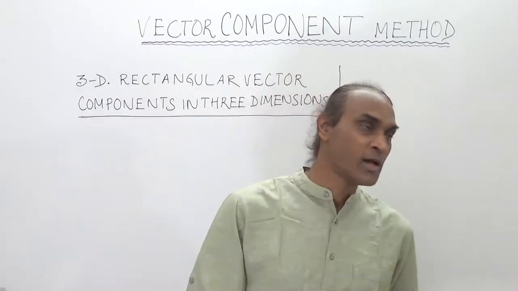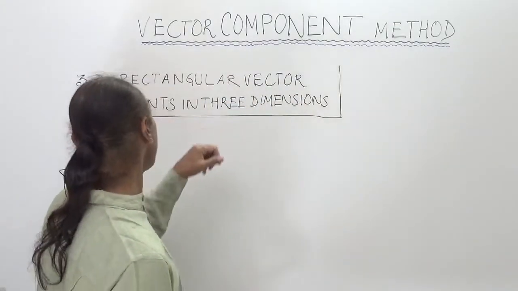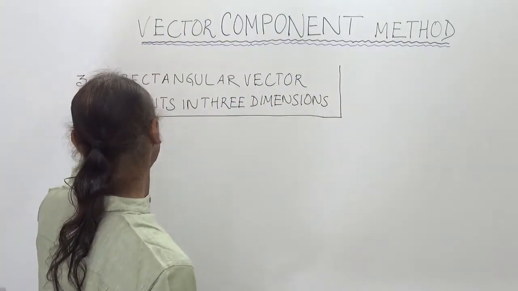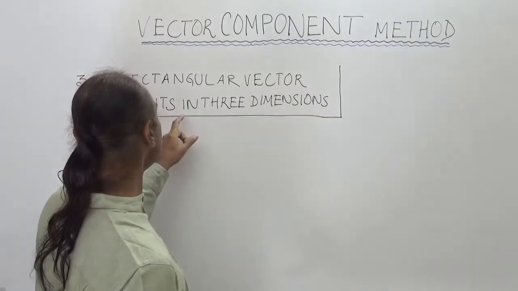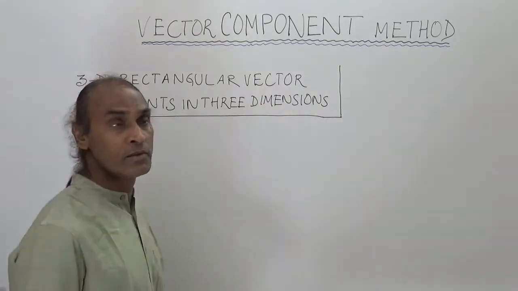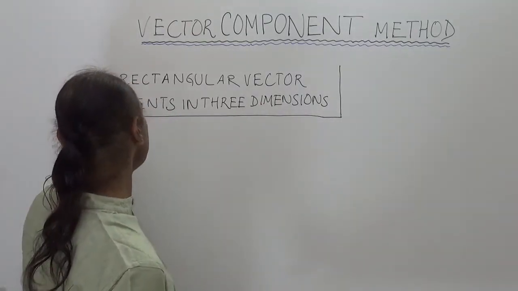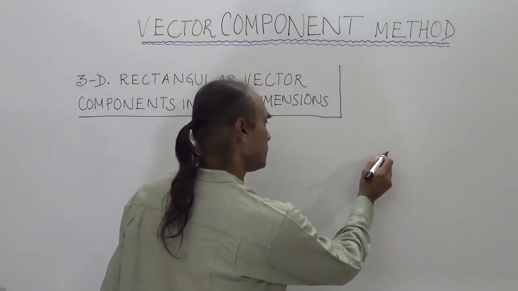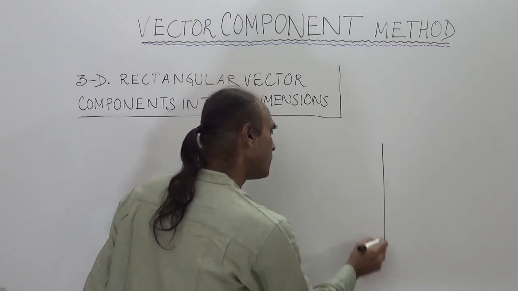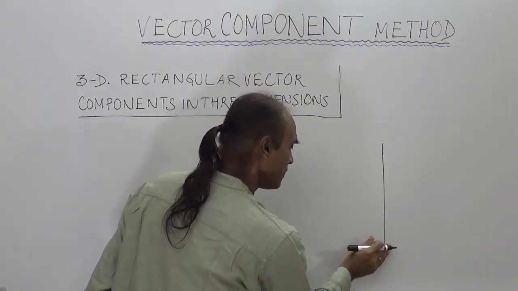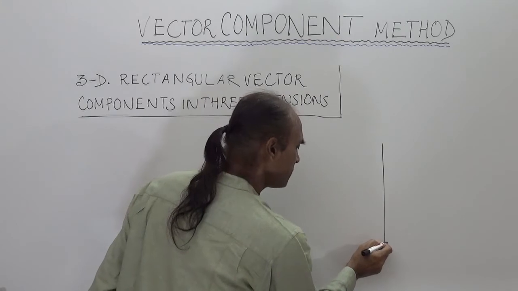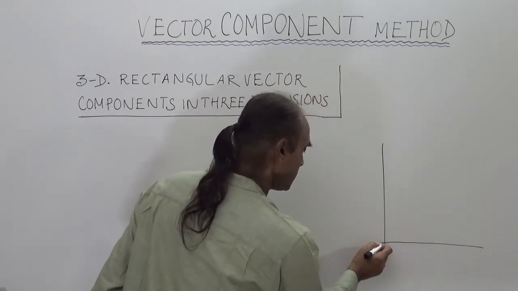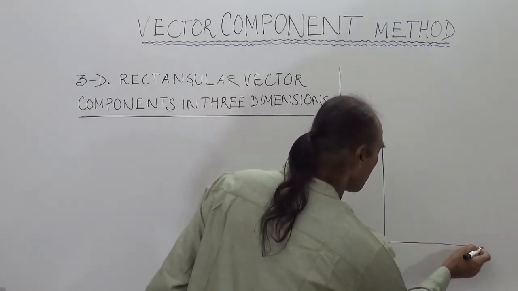Hi dear friends, the last part of the vector addition deals with the rectangular vector components in three dimensions. So 3D means three dimensions, rectangular vector component. Let's talk about it now. For this purpose, we need a coordinate system, that is a Cartesian coordinate system or rectangular coordinate system.